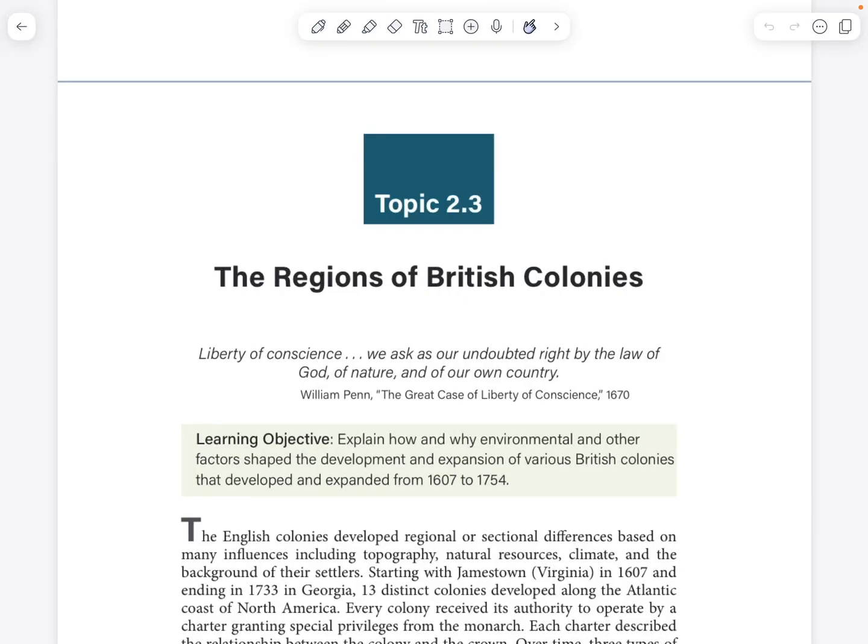Topic 2.3 The Regions of British Colonies. "Liberty of conscience, we ask as our undoubted right by the law of God, of nature, and of our own country." William Penn, The Great Case of Liberty of Conscience, 1670.